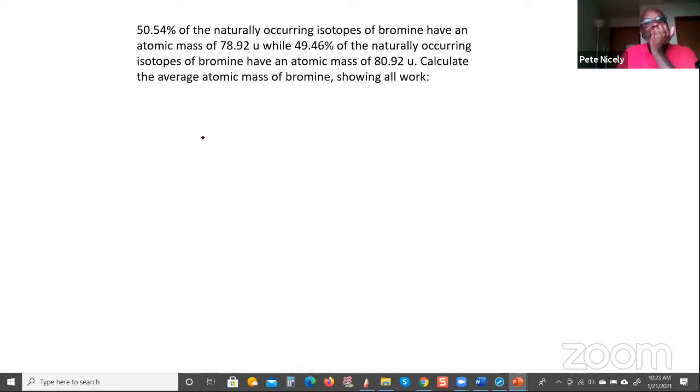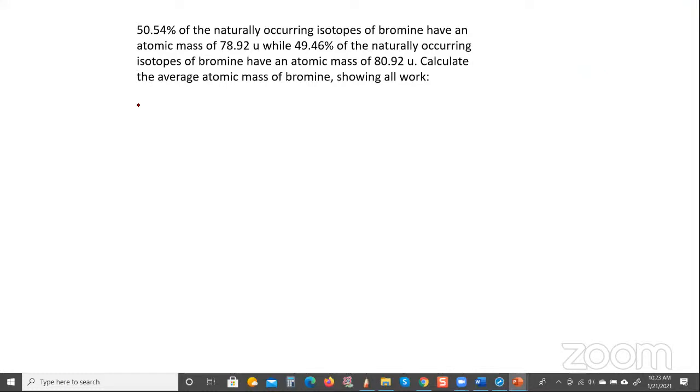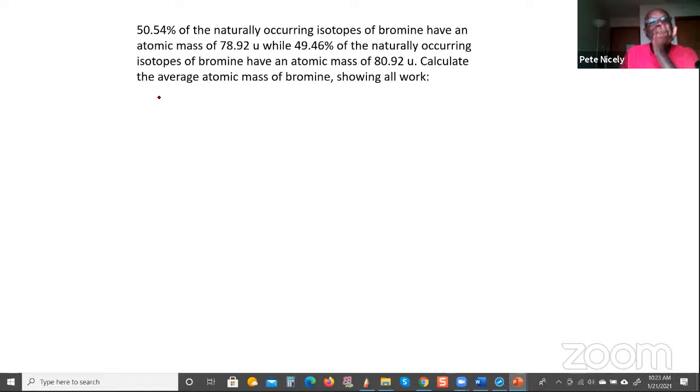What is the equation for finding atomic mass? Well, the question is asking for the average atomic mass, right? Now, what you need to do is to find out how much of each bromine isotope contributes to the average atomic mass. And that's why they gave you the percentage and they gave you the atomic mass of the particular isotope, right?